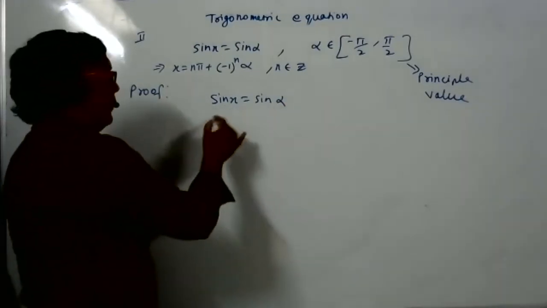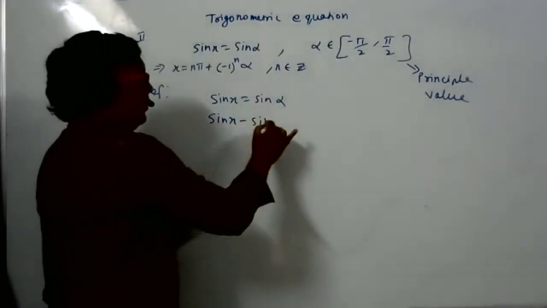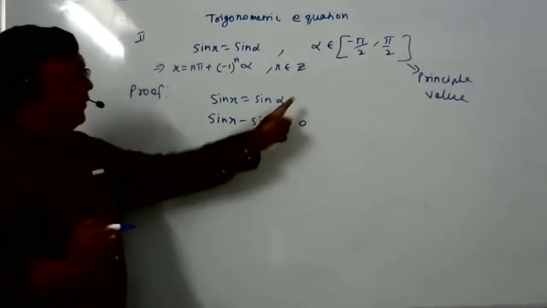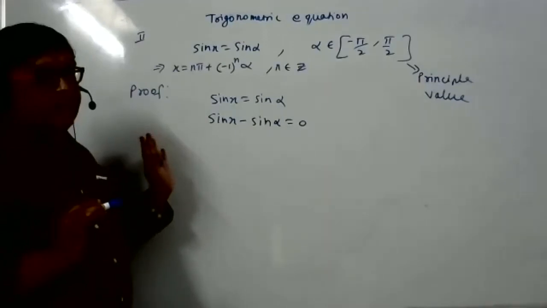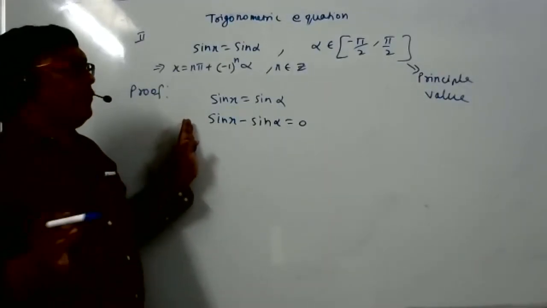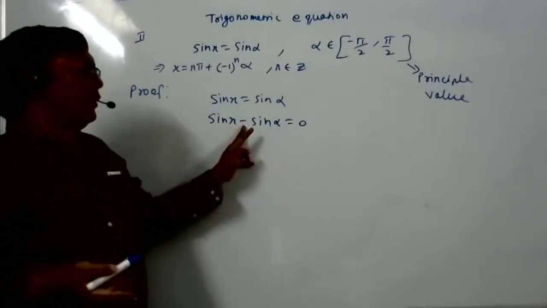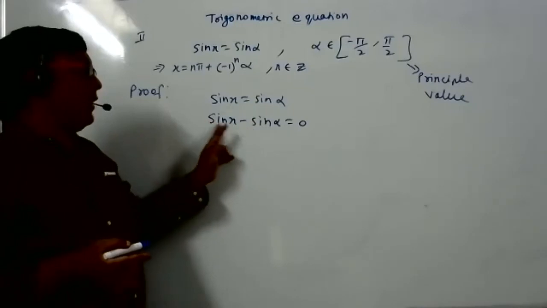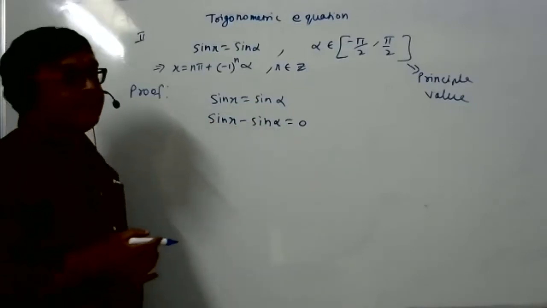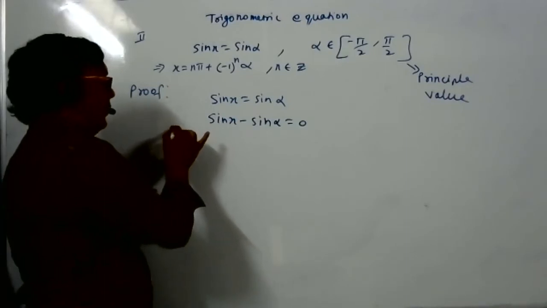Sin x is equal to sin alpha. I will take sin alpha to the left side. People, don't write yet. Does anybody have a doubt? Sin x minus sin alpha on the left-hand side. Any doubt till here? Then I will use the transformation formula. I will convert subtraction into product. CD formula: sin C minus sin D. What is the answer? Tell me. Sin C minus sin D.